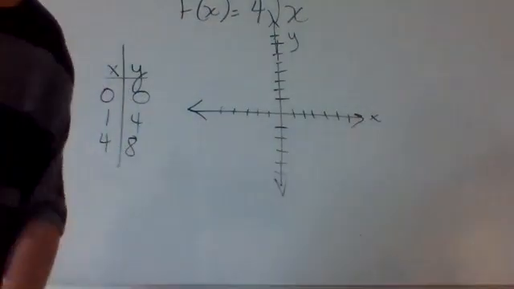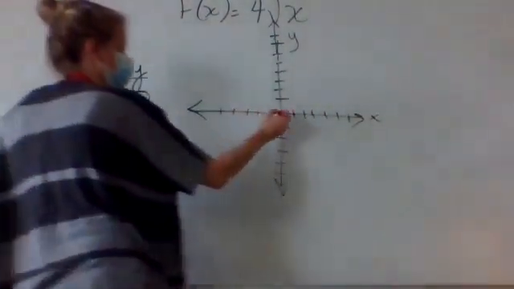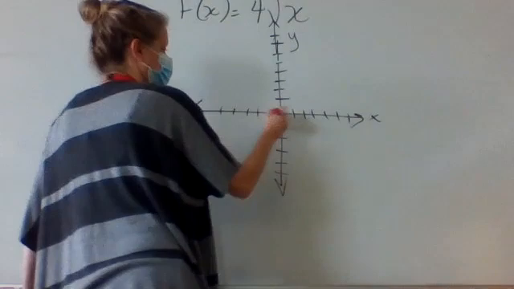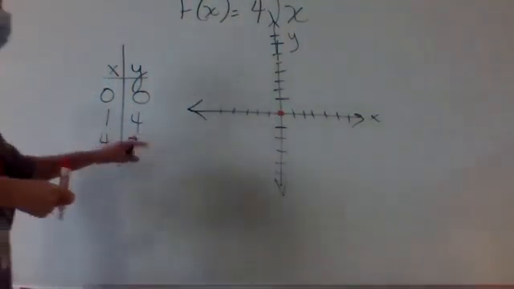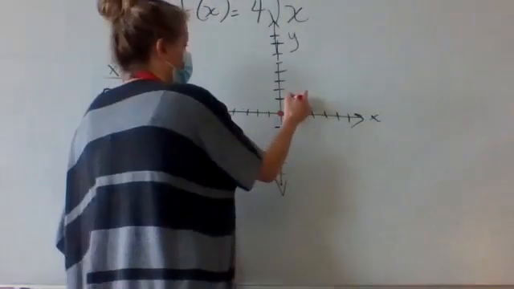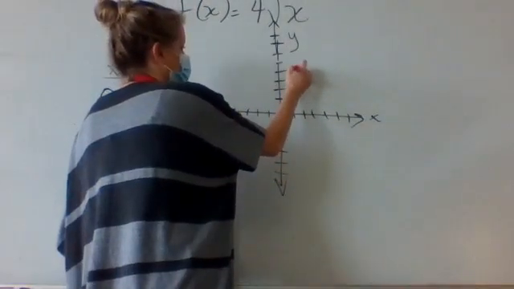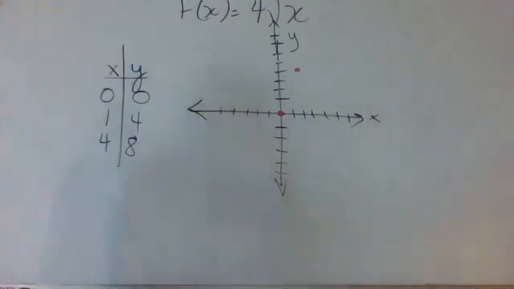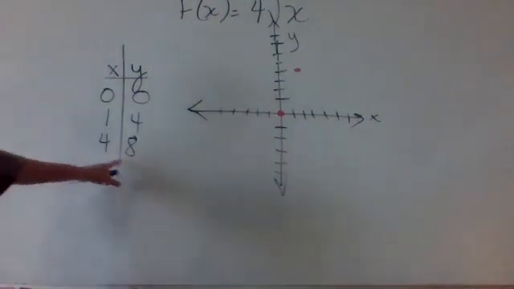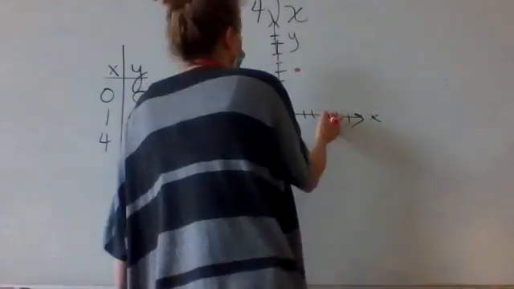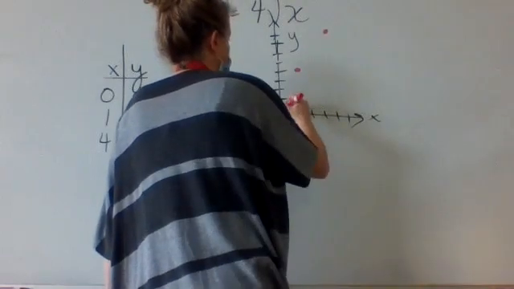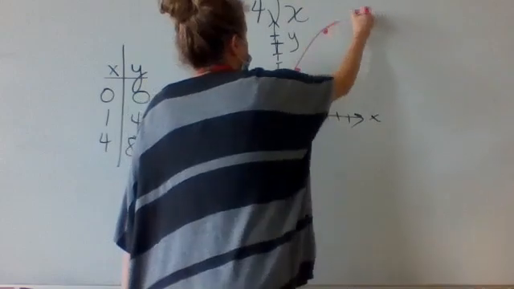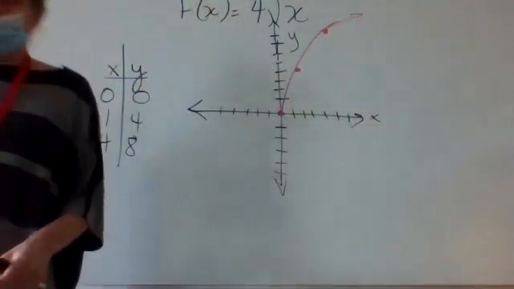All right, 0, 0 will be right in the middle. Then 1, 4, so to the right 1, up 4. And then 4, 8, which is to the right 4, and then up 8. Okay, so that's what your graph is going to look like.